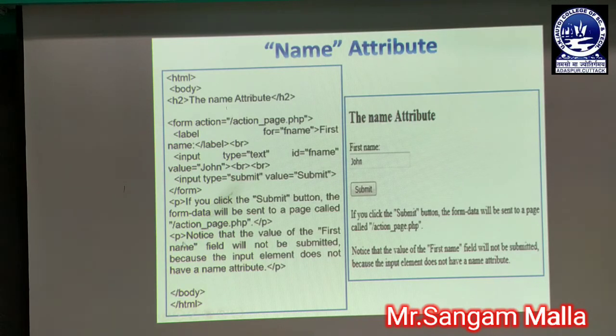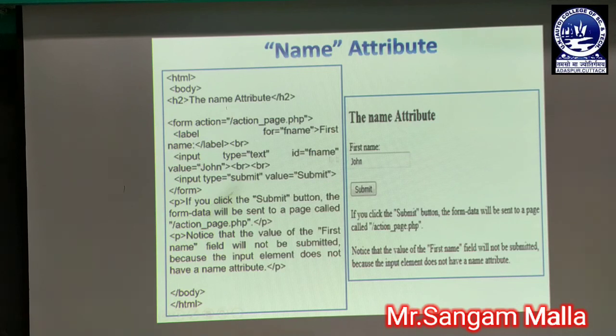Next, there is another paragraph over here. Notice that the value of the first name field will not be submitted because the input element does not have a name attribute. That means in the text box that has been written over here, the value will not be transferred to the action page. Why? Because we have not used the name attribute over here. Whenever we want to transfer the value from the web page to the server side, we have to use the name attribute under the input type.